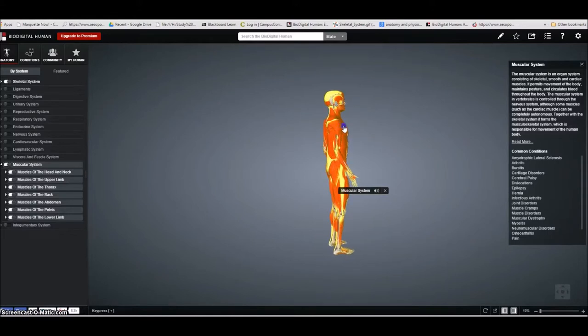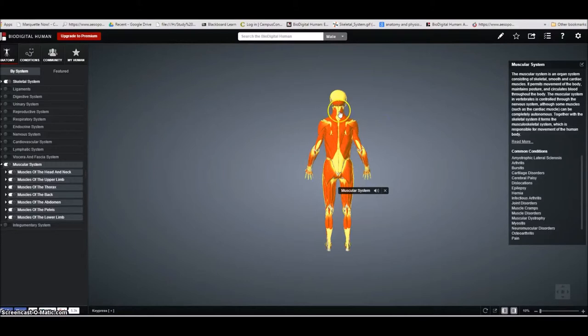There's your deltoid muscle right there. Your triceps there on the arm. Your biceps brachii. Your triceps brachii. And on the back, the trapezius here. And you can see it's like a big triangle. That's a superficial muscle that covers and attaches to the back of the occipital bone.